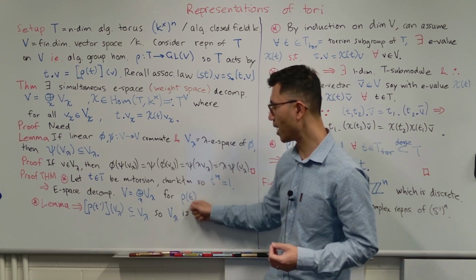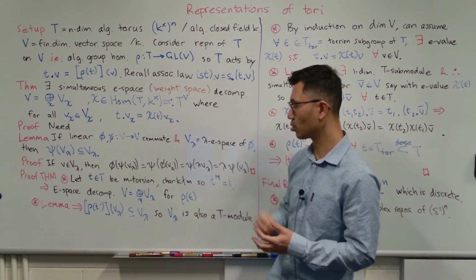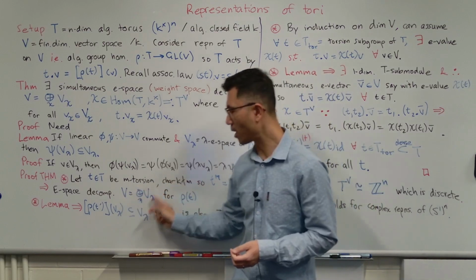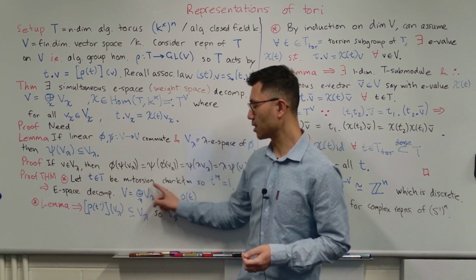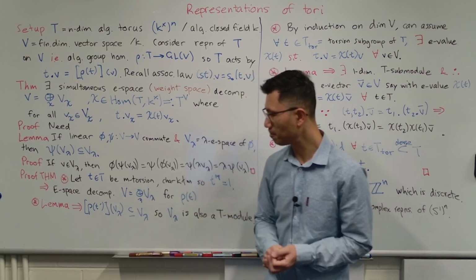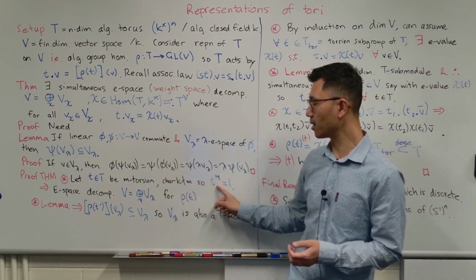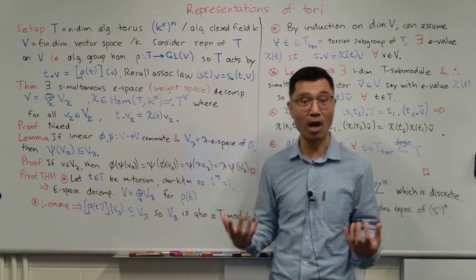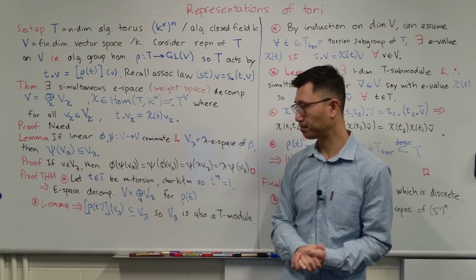So rho of t here, rho is a group homomorphism, so rho of t to the power of m is also equal to the identity. And so it has an eigenspace decomposition, V equals the direct sum of these eigenspaces V lambda. So that's the first thing. If we pick any m torsion element in this torus and apply linear algebra to that, then we get at least an eigenspace decomposition for that.